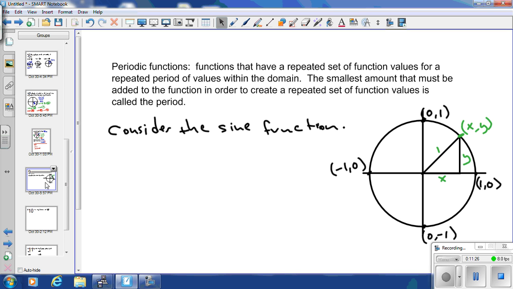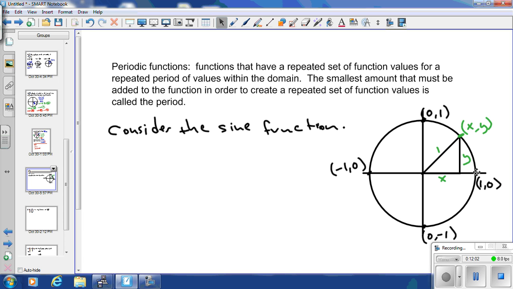These are periodic functions. Sine, cosine, and tangent repeat. The values we're going to see, especially once we graph these things, it'll become clear. But periodic functions are functions that have a repeated set of function values for a repeated period of values within that domain. The smallest amount that must be added to the function in order to create a repeated set of function values is called the period. Well, sine, for instance, will repeat every time we go around the circle. We'll come back to the same point, and it'll go over again. So the period is going to be 2 pi.